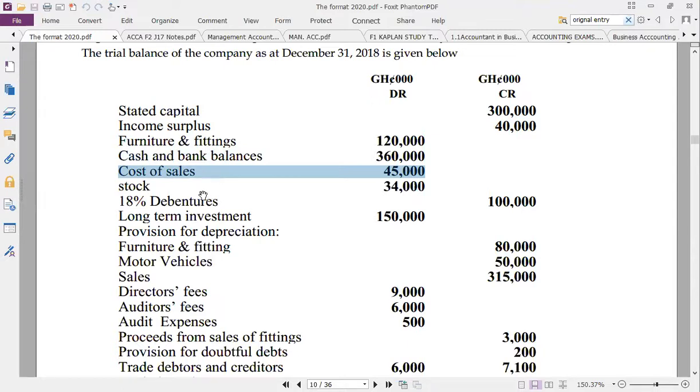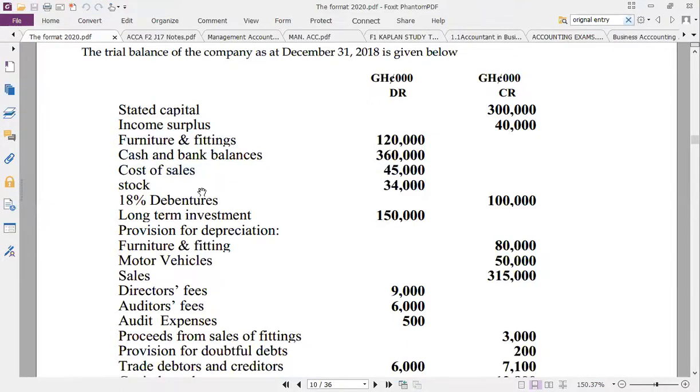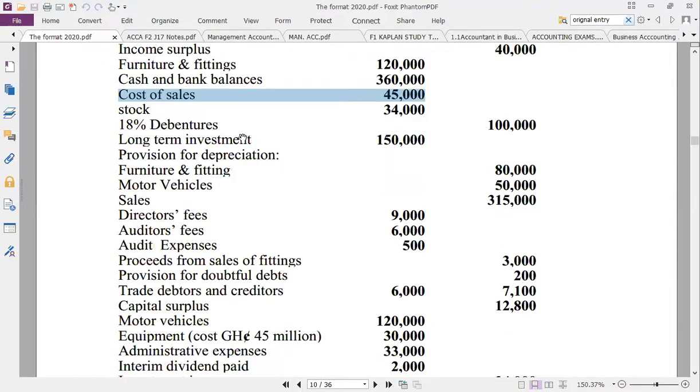Then stock, that is the inventory, the closing balance. Yes, the closing balance of the goods. That's the current asset. Then 18% debentures. That is the non-current liability. Now here the finance cost will be what? 18% on what? The 100,000. That will give us 18,000. So that's the finance cost on this value.